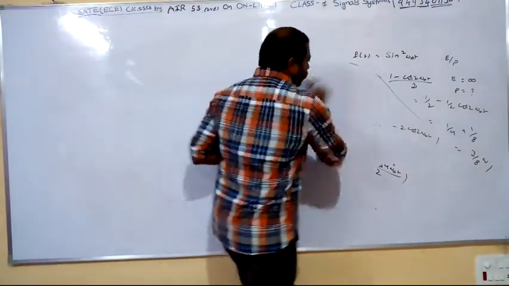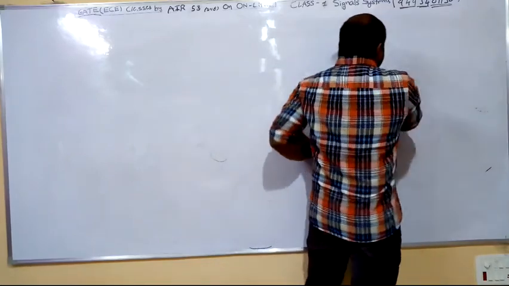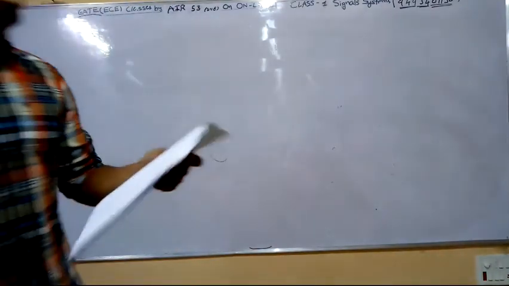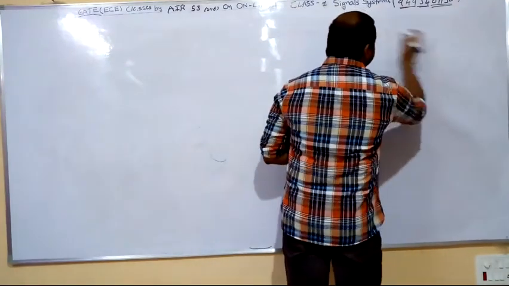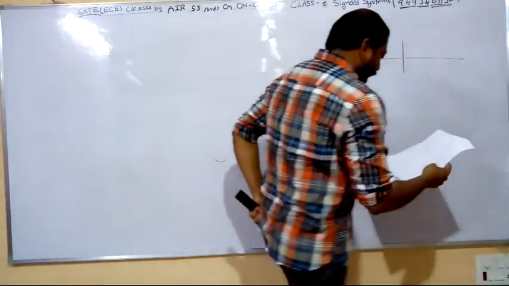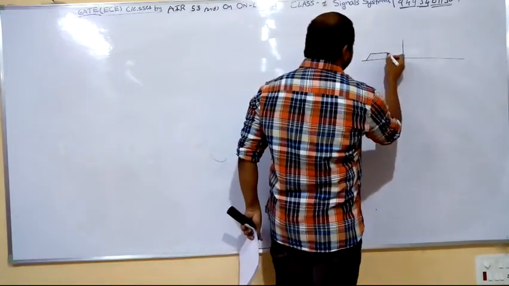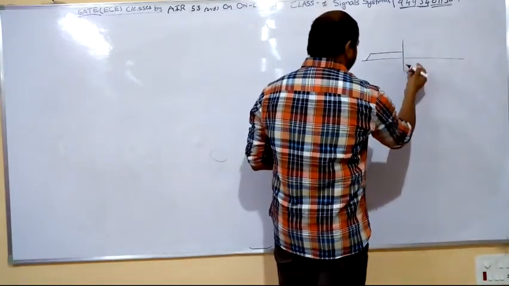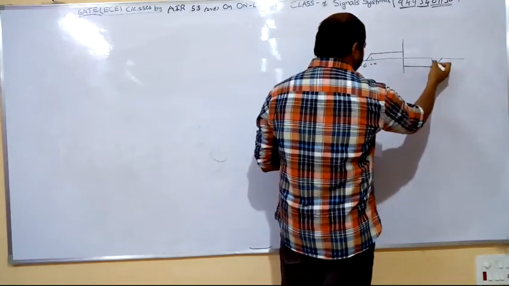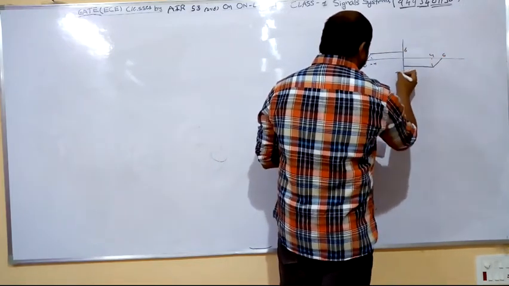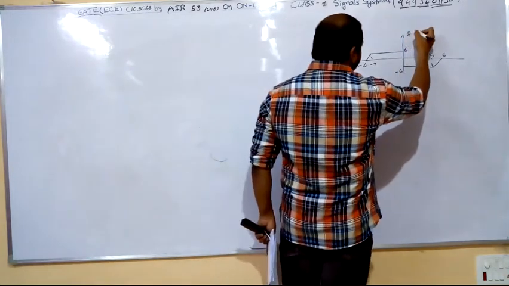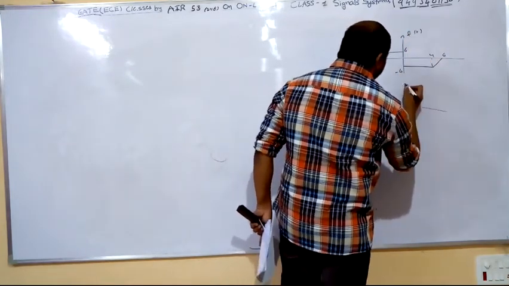Now consider the next example. Write down: given x of t, the limits are from minus 6, the corresponding minus 4 here is equal to 4, and this is 6, with corresponding amplitudes of 6 and minus 6. This is the signal f of t.